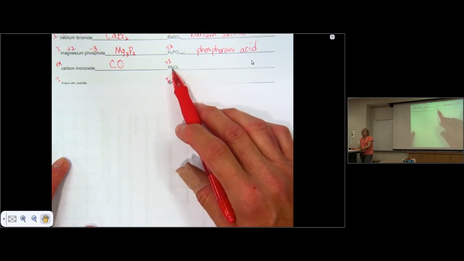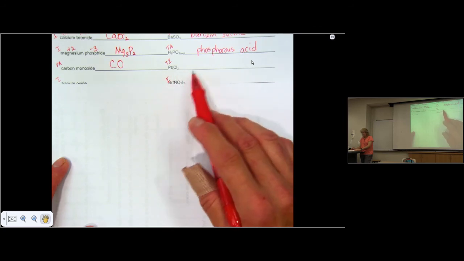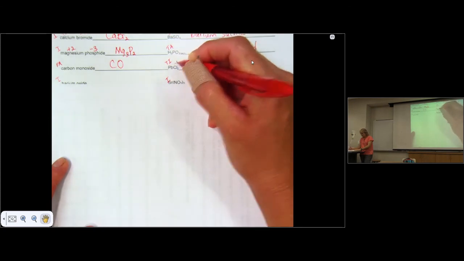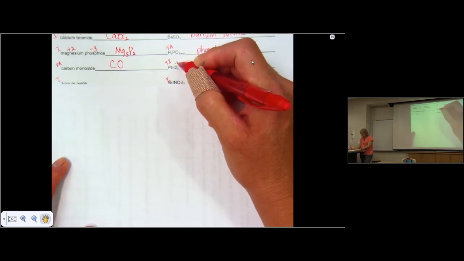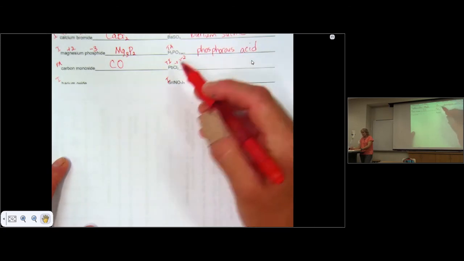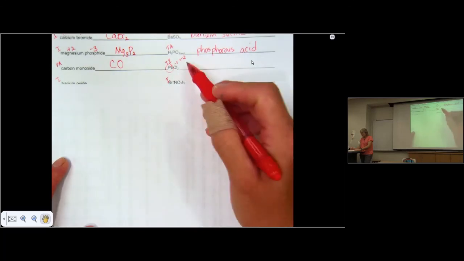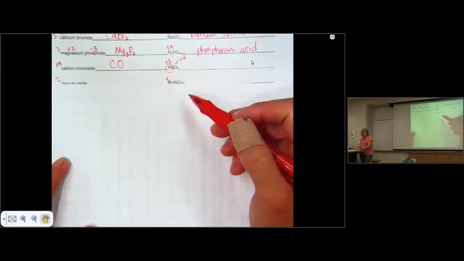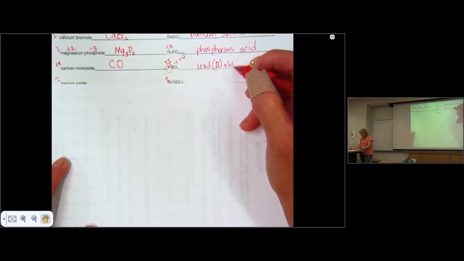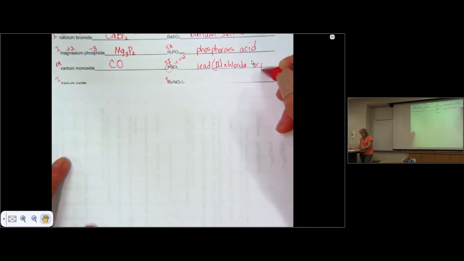Because lead could be lead 2 or lead 4. So you have to figure out which lead it is by looking at the anion. What is chloride's charge? It's always -1. And you have 2 chlorides. That makes it a total of -2, yes? So what must this lead be to balance out the -2? You only have one of them. So the name is lead 2 chloride or plumbous chloride.